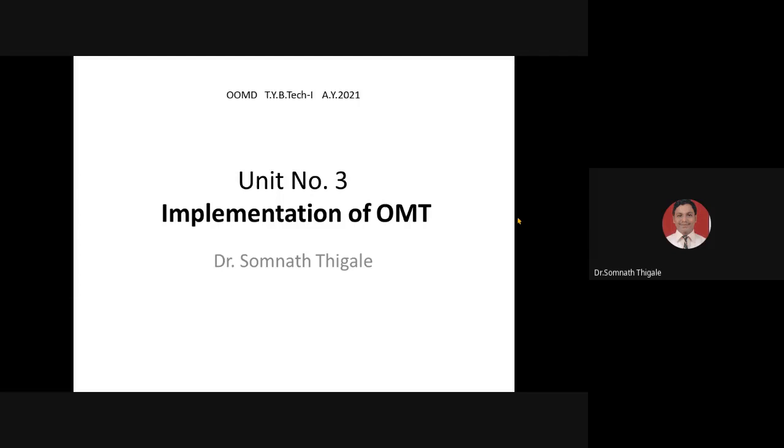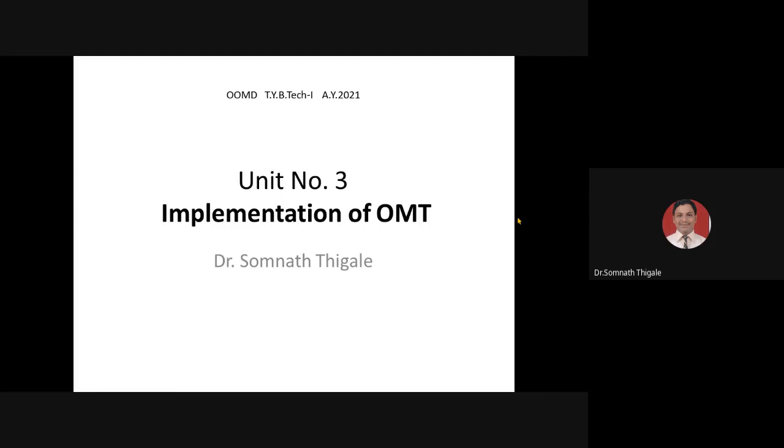And the most important part: why object oriented modeling or object oriented programming languages are famous or popular, the reason behind all this is OMT. The inbuilt data have so many advantages that if you want to get that advantage, you have to follow the OMT technology. So that's the part we are going to discuss in the third unit.